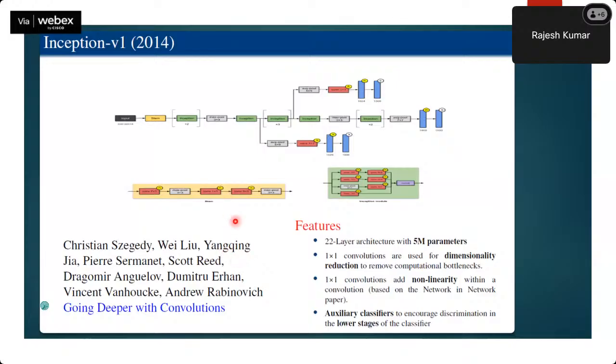So this one is basically, you can see now there are 22 layers of architecture, and the parameters are 5 million. They have used some kind of convolution for dimension reduction. And this is basically Inception. We are taking things from outside and then comparing the results to find out which one is the best.